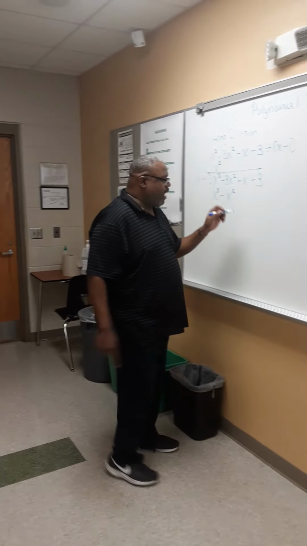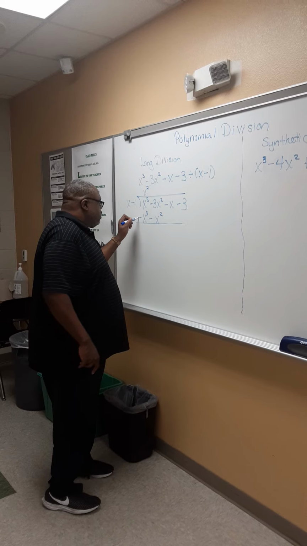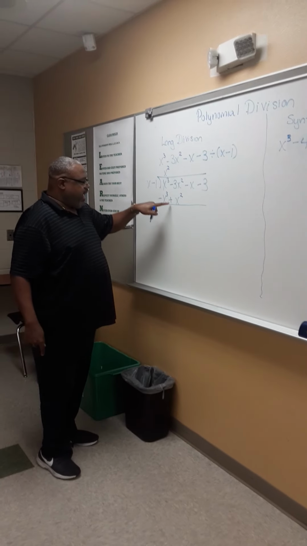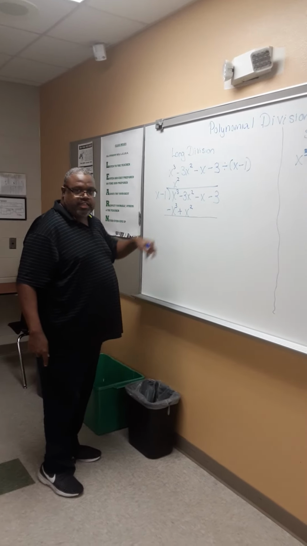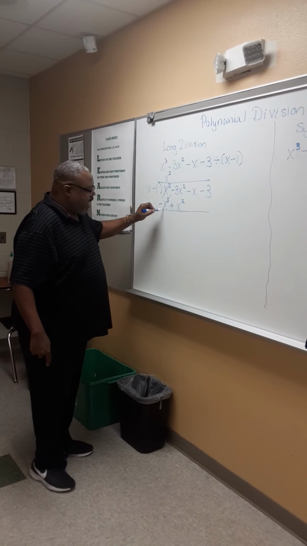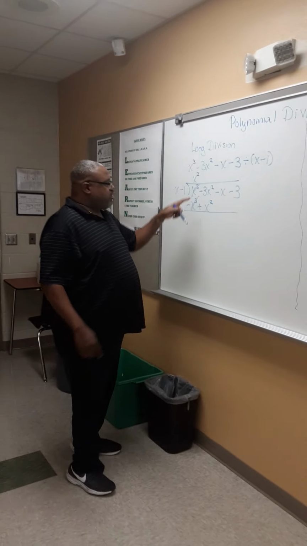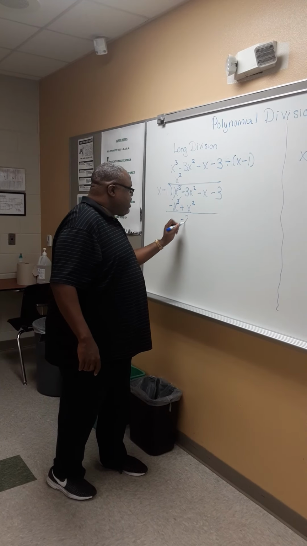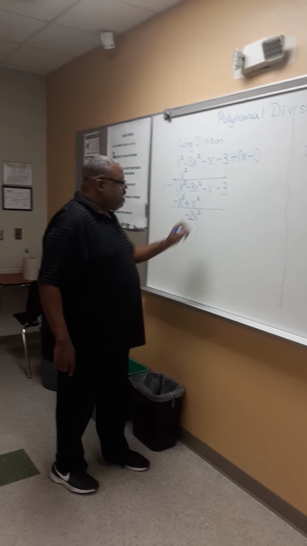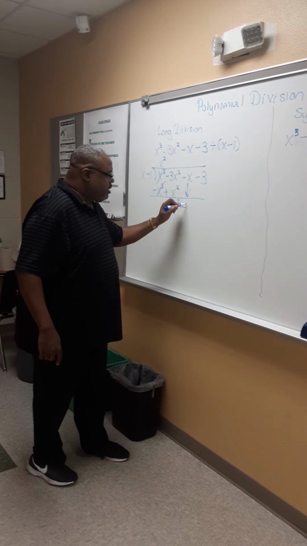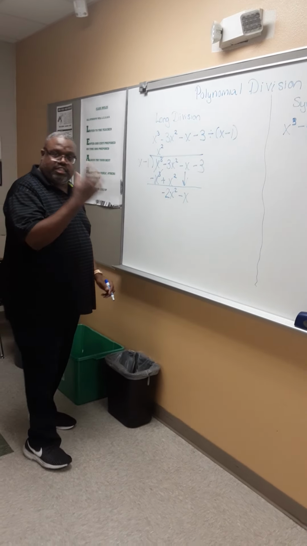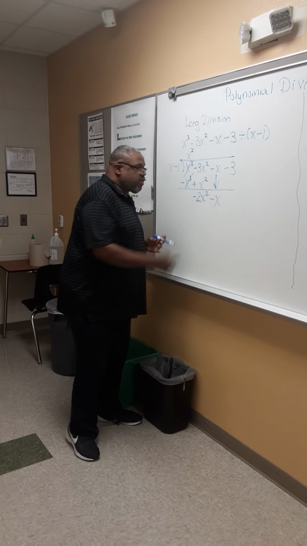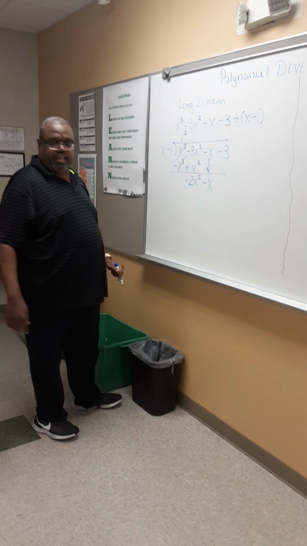So here we subtract, change the signs. So this positive changes to a negative, and this negative x squared changes to a positive. So we subtract, so the x cubes cancel out. So negative 3x squared plus x squared gives me negative 2x squared, and we bring down the next term. Just like we bring down the next digit in long division, we bring down the next term. Okay? And we start the process all over again.